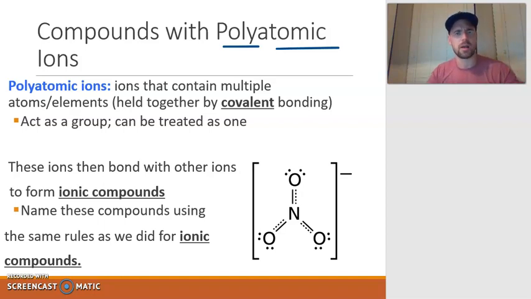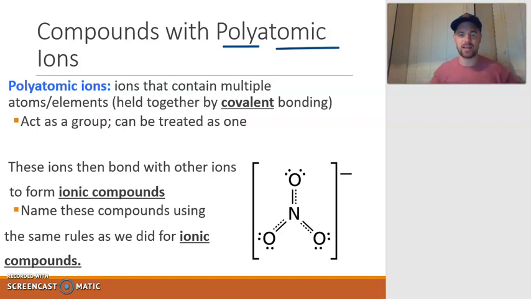So what is a polyatomic ion? It's an ion that contains multiple elements, that are held together by covalent bonding, but they act as one group, and so we treat them as one thing. And together, they are known as ionic because they possess an overall charge.